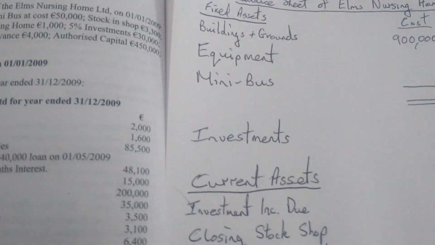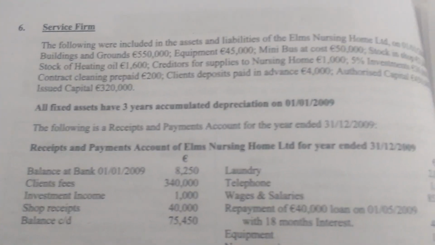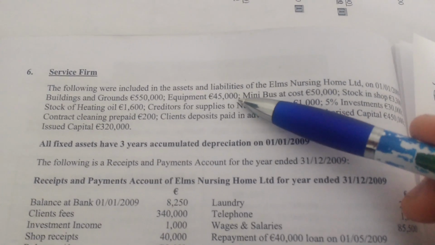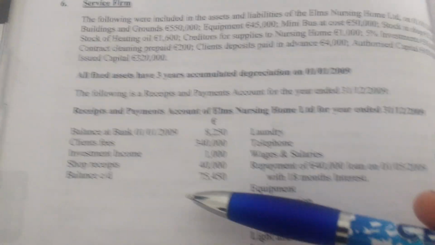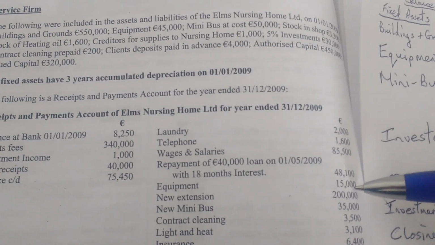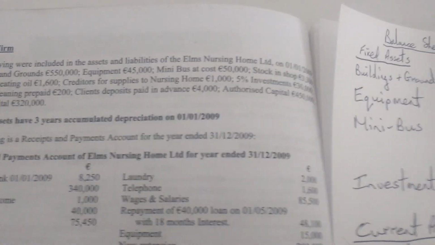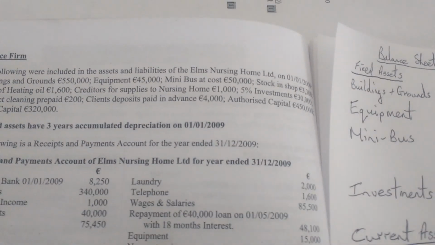Okay, equipment is the next thing. And the equipment, if we look at the top, it says 45,000 up here at the start of the year. There was no sale of equipment. There was purchase of equipment though, 15,000 here. So 45 and the 15 is 60,000. That's the cost of the equipment there, 60,000 rather.